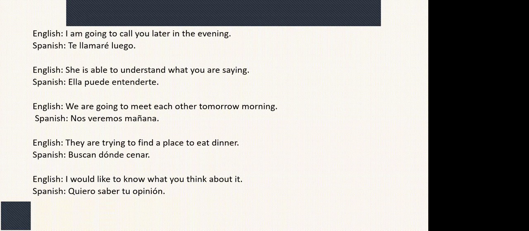And well, the nos implies that there's more than one person here. We're talking, and then we have the verb veremos. Nos veremos, and it is grammatically well used, tomorrow. So it keeps the sense. It is grammatical. It's natural, and it's saving words. It avoids wordiness.